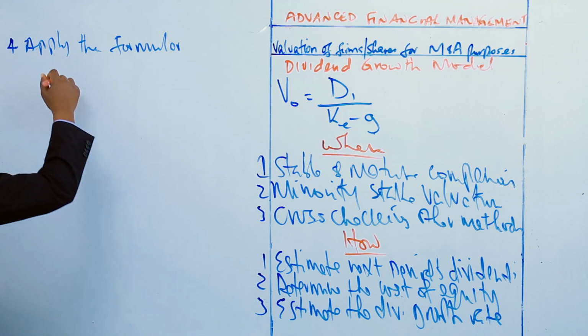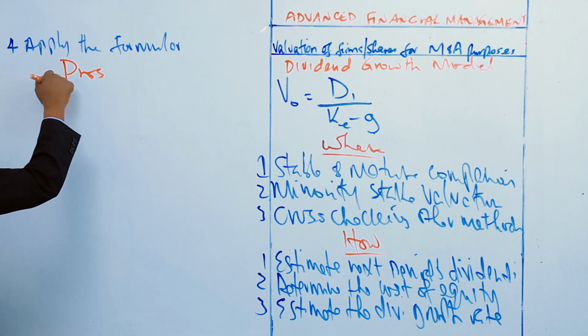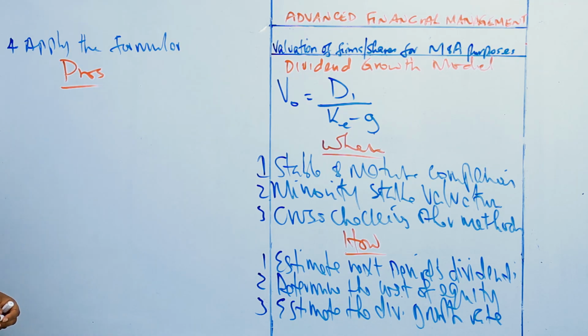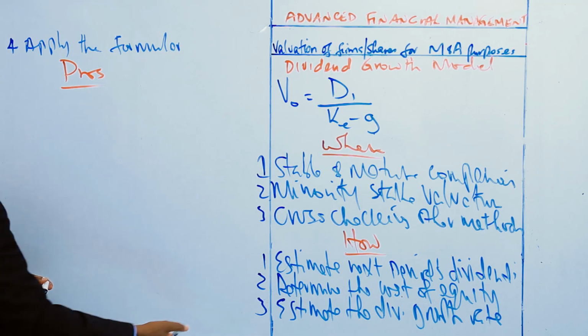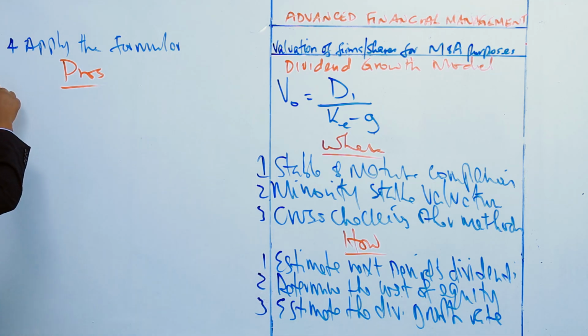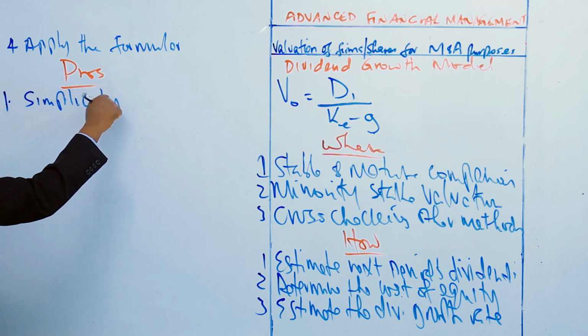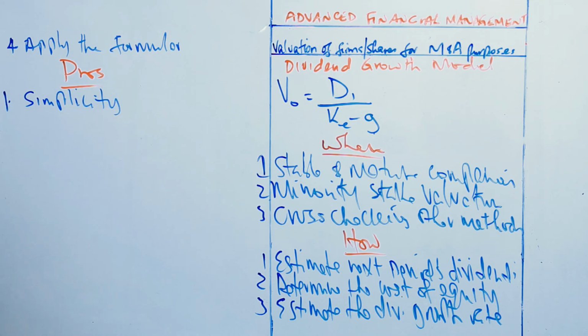So what are the pros? What are the advantages of the dividend growth model? Now, the first advantage is simplicity. You can see, candidates, how simple it is. The steps are just 4. Simplicity, from the word simple. The model is relatively straightforward to calculate.